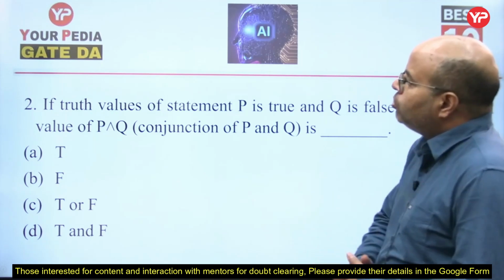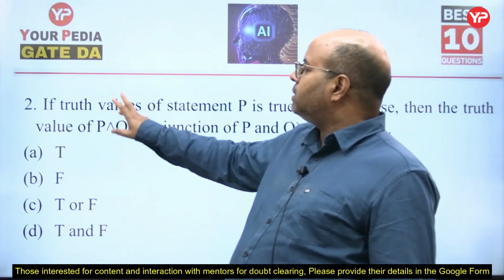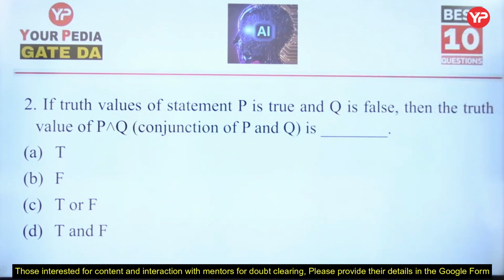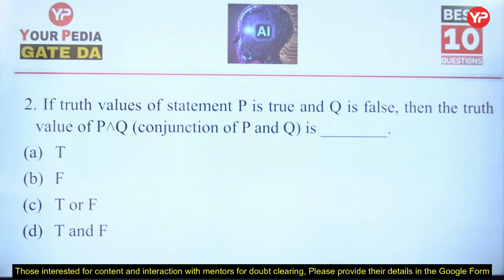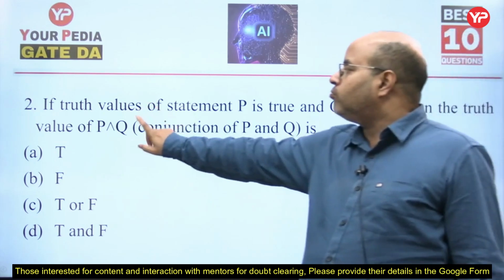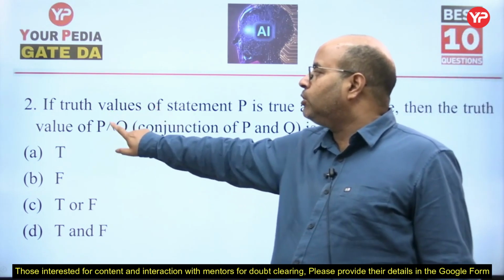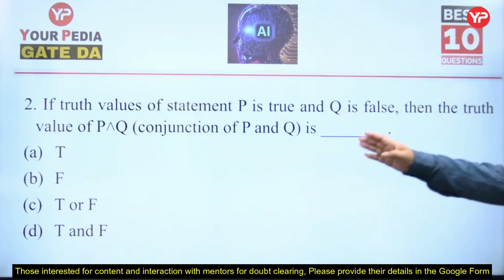If the truth value of statement P is true and Q is false, then the truth value of P and Q, this is the symbol of AND. There are two things, AND and OR. P and Q means it will be true only if P and Q both are true. Conjunction of P and Q. So since P is true and Q is false, it can be true only if P and Q both are true, so this will be false. B is the answer.